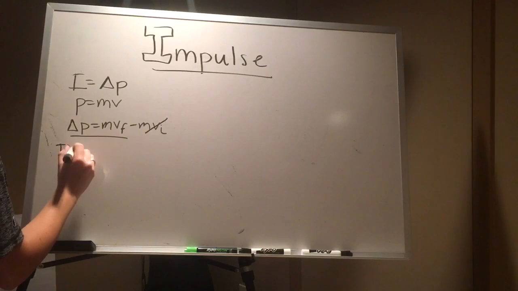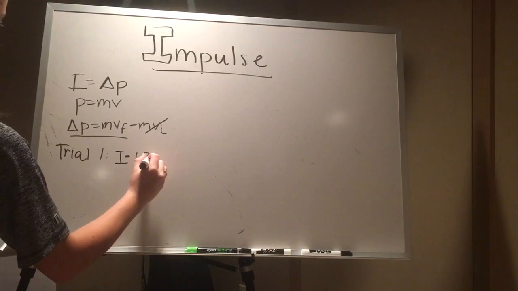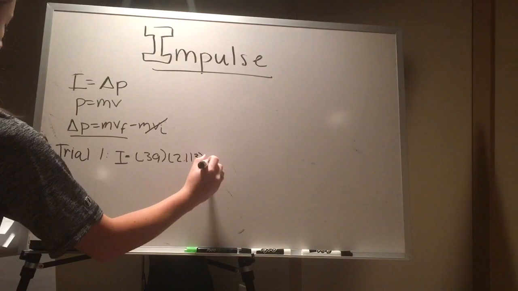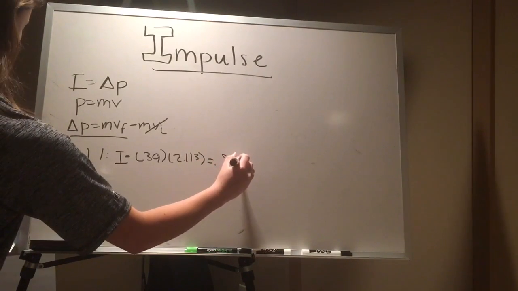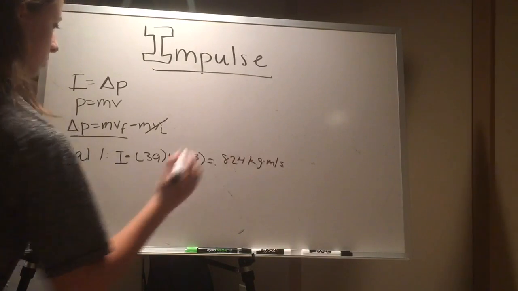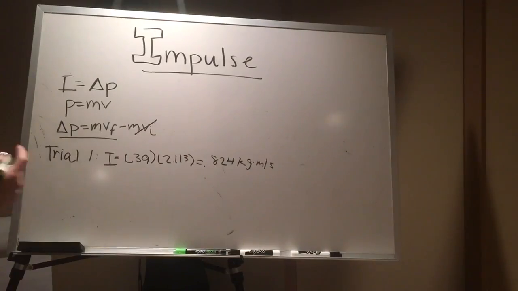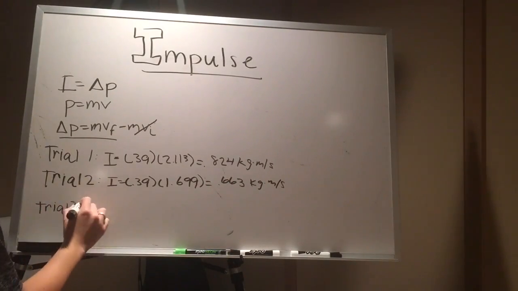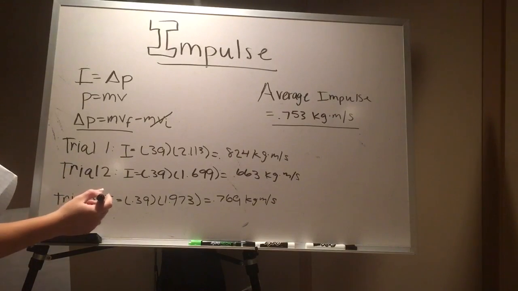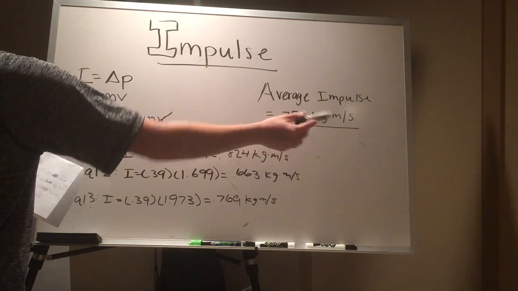For trial 1, I equals 0.39 times 2.113, which equals 0.824 kilograms times meters per second. Now we'll do the same thing for trials 2 and 3. By using all 3 trials, we find that the average impulse is 0.753 kilograms times meters per second.